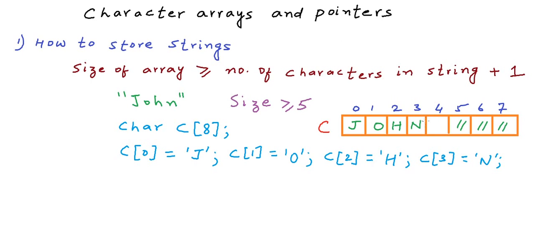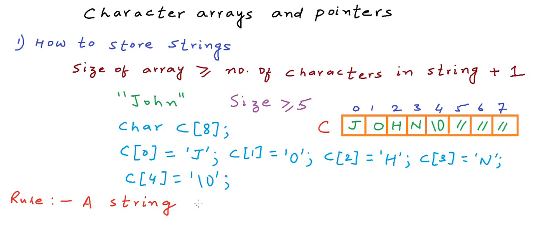At the end of the string, in the next position, we put a null character. A null character has ASCII value 0, and we can put a null character at position 4 in this example, something like this. Within single quotes we put a forward slash and number 0. This is the null character. All the functions for string manipulation in C expect that strings will be null terminated. So this is a rule. A string in C has to be terminated by a null character, and that's why we need one extra space to store this null character.